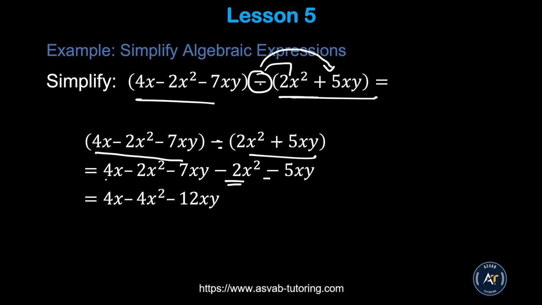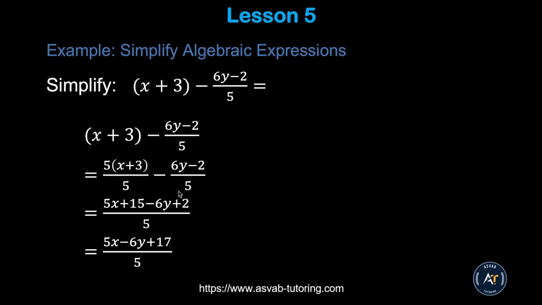Same way, find the like terms: x squared with x squared, x with x, and xy with xy. You have 4x only here, so keep it separate. Negative 2x squared and negative 2x squared give you negative 4x squared, and 7xy and 5xy give you 12xy. So now this is another simplified algebraic expression.